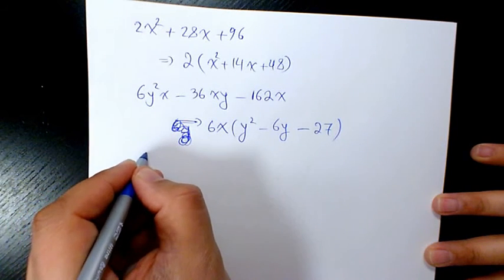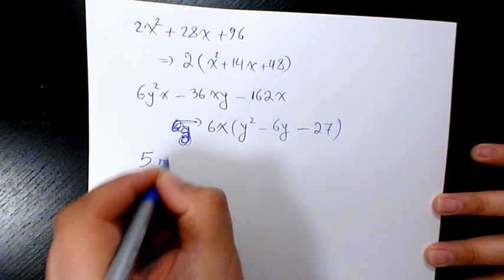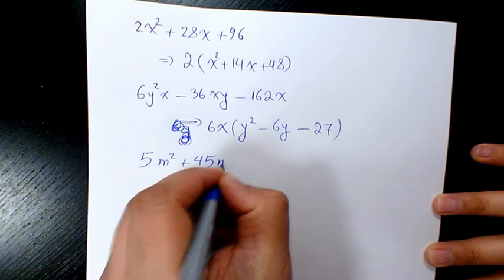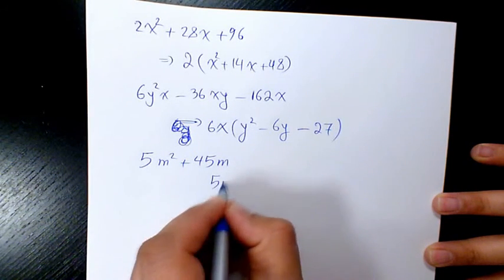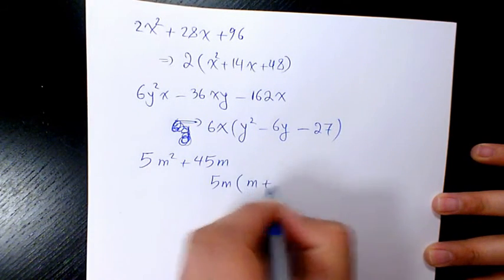Next one is 5m squared plus 45m. You can factor 5 and m, and it's going to be m plus 9.